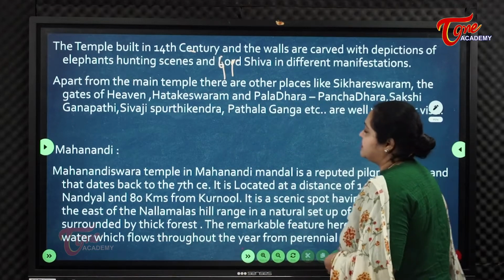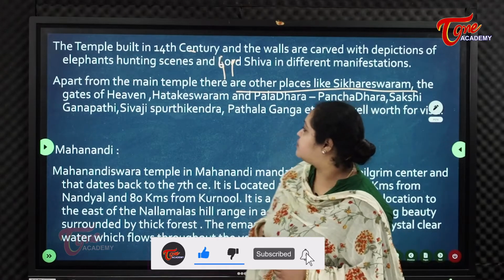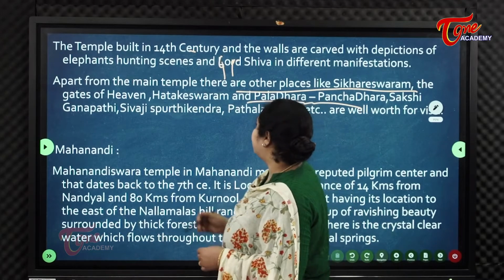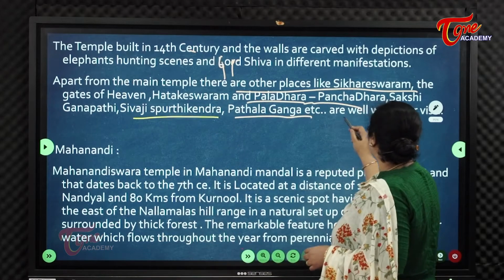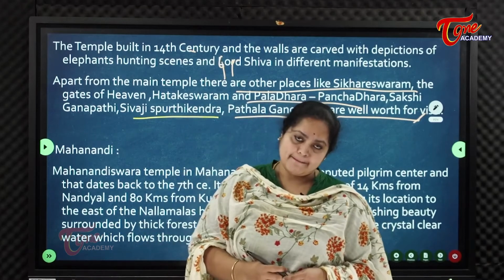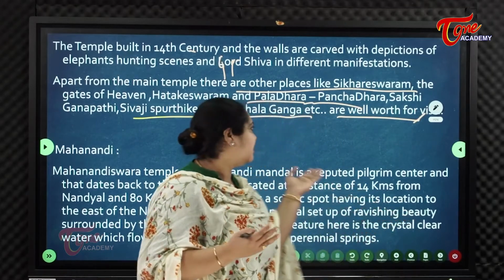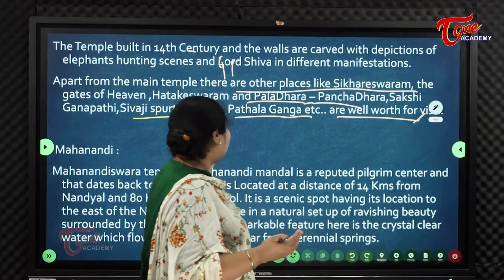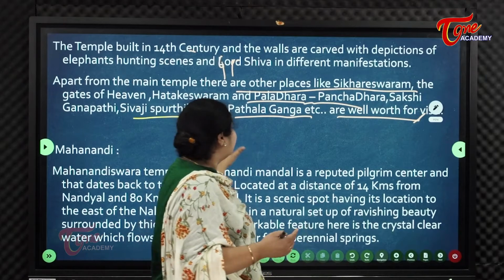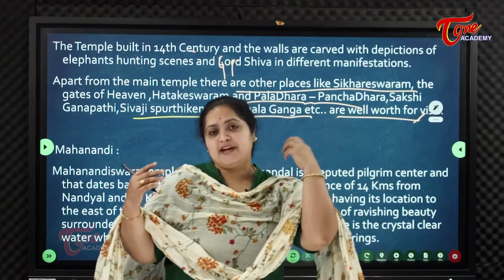Apart from the main temple, there are other places like Sikhareshwara, the gates of heaven, Hatakeshwaram, Paladhara Panchadhara, Sakshi Ganpati, Shivaji Spurti Kendra, and Patala Ganga, which are well worth visiting. We have seen the Brahmarambika temple and Sakshi Ganpati, Paladhara, Panchadhara, then Hatakeshwaram, Patala Ganga, and Shivaji Spurti Kendram. There is a monument of Chhatrapati Shivaji, the great Maratha leader.